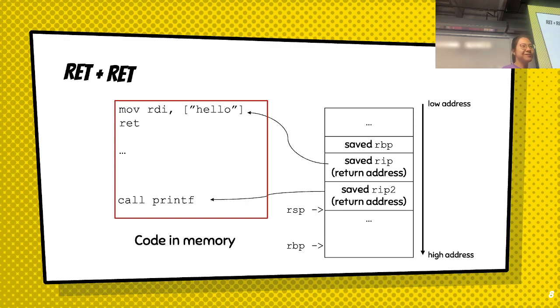Yes, question? Why do we need to add this move instruction? Is it necessary? It's not. The reason why we put the move, or whatever other operations, there is because we hope that this can help us achieve our malicious purpose, such as to read the flag.